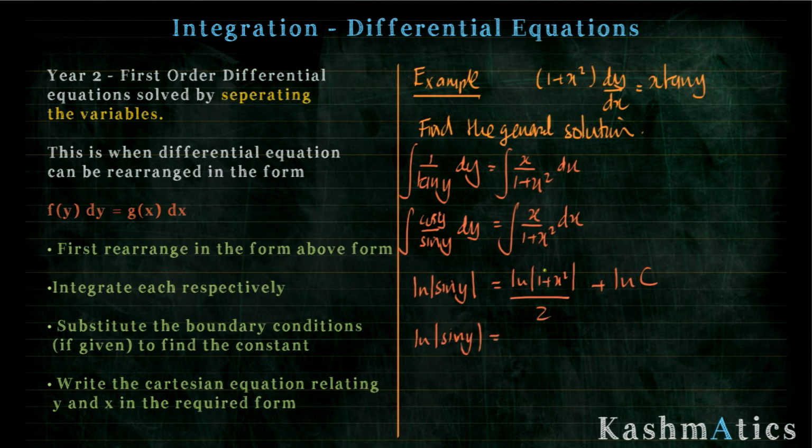is equal to, now this term here is the equivalent of a half ln 1 plus x squared, so that's actually equal to ln of the square root of 1 plus x squared, add ln c, so I've got ln sine y equals ln, now I can bring the c over here, so c square root of 1 plus x squared, because when you add logs you can combine them by multiplying the terms. And what that means is sine y is equal to c square root of 1 plus x squared.